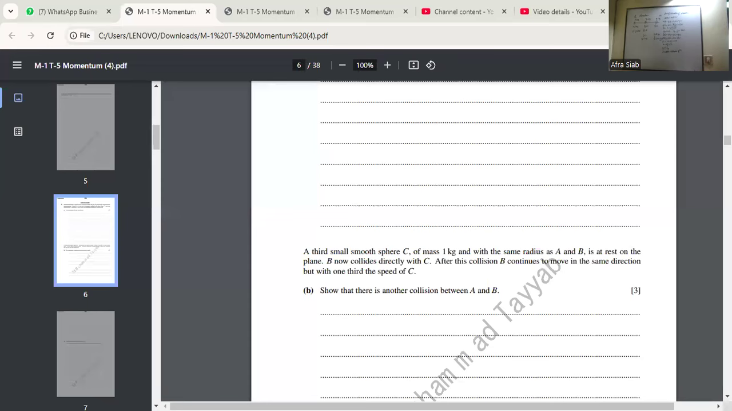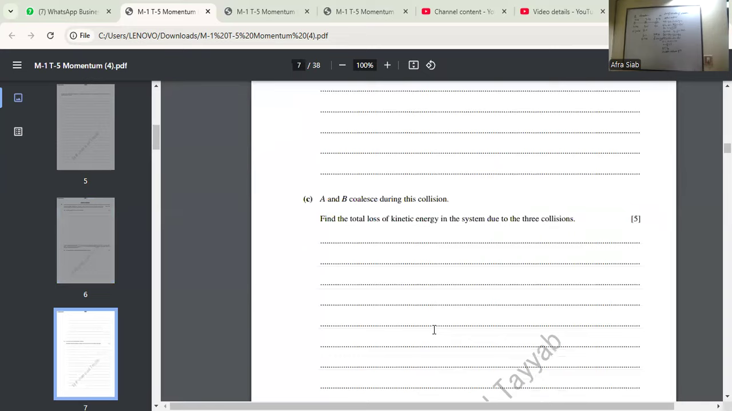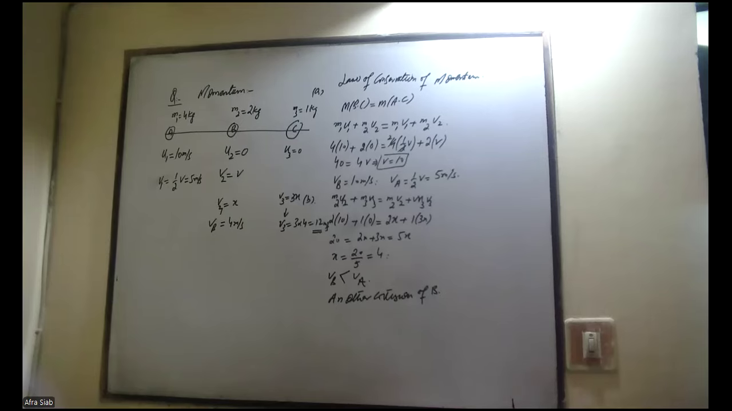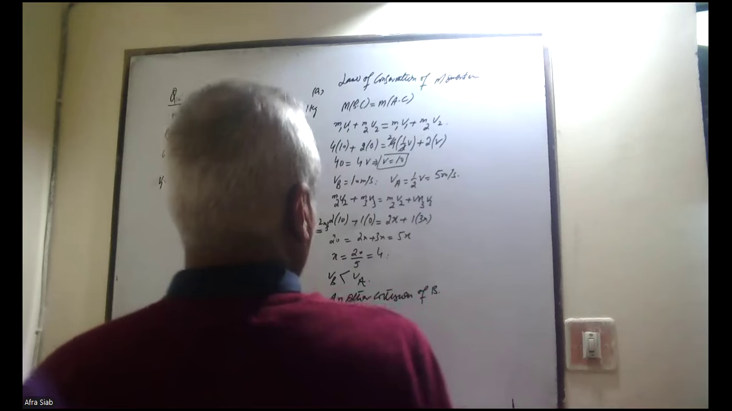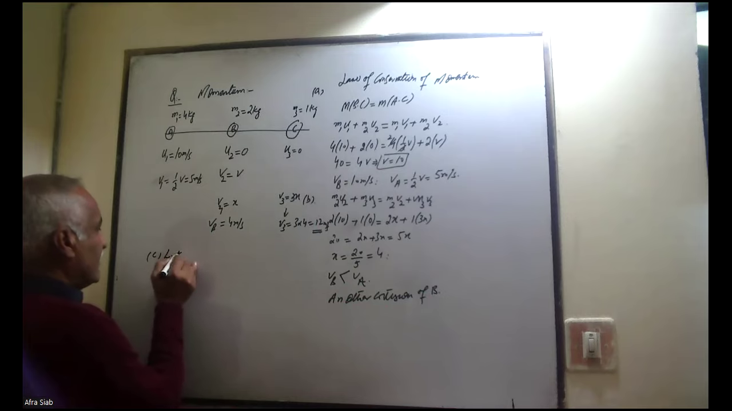Now, a third part. A and B coalesce during this collision. Find the total loss of kinetic energy in the system due to these three collisions. So, A and B are going to collide. That means their masses will be collected together. Coalescence means their masses will be collected together. So, the third part is the loss in kinetic energy. This we are going to calculate.